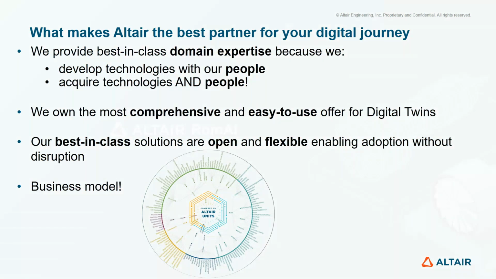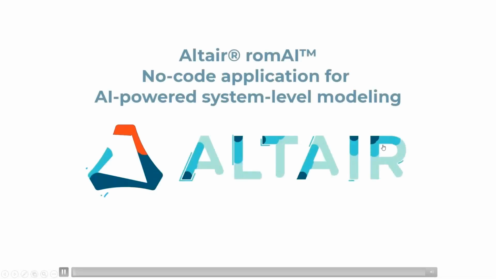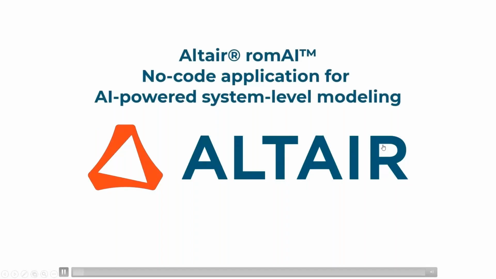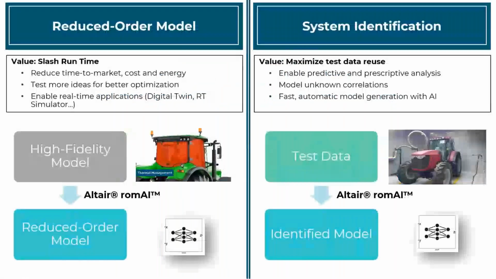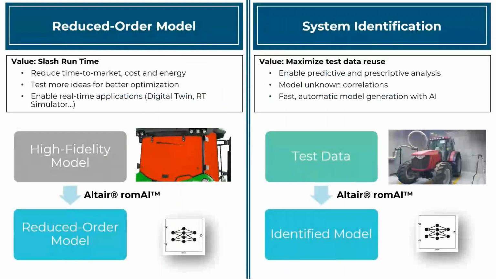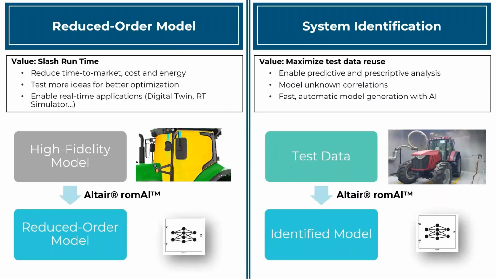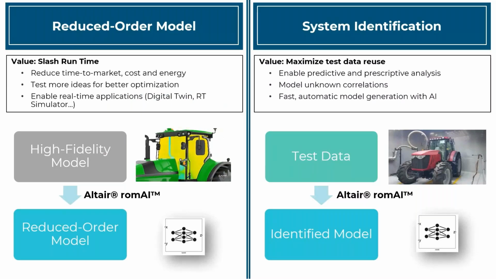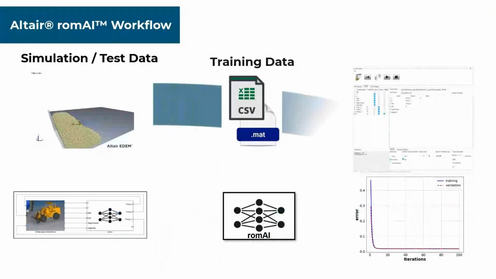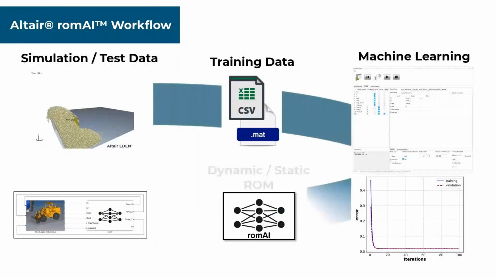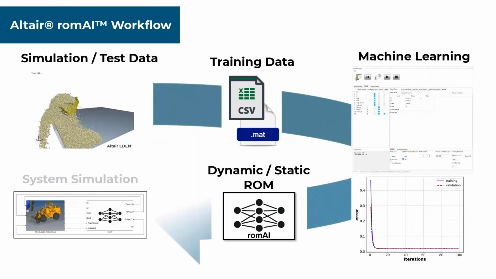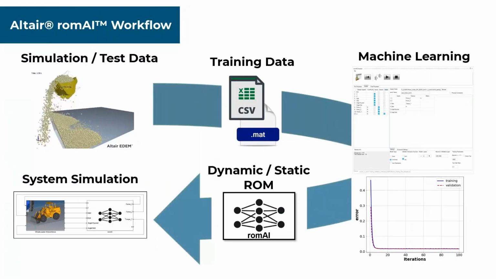And coming to the reduced order model, you can see this ROM AI, which is a no code application for AI powered system tools. So reduced order model technique. Whatever the real time JCB working, lifting the material and dumping into the truck. So that kind of scenarios. High fidelity models, generally if you go to the high fidelity models, it will take a longer duration of time for the simulation, right? So that's where we take the data from the simulation and test data as well.